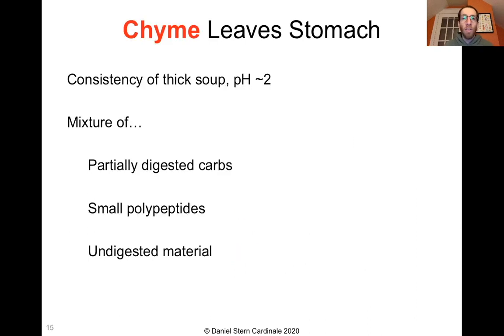At this point, we have a material called chyme, and that's how you pronounce this. This is called chyme. This is what is in your stomach when your stomach is done doing digestion. It has the consistency of a very thick soup, and it is highly acidic with a pH of about 2. It's a mixture of partially digested carbohydrates from your mouth, small polypeptides, which were digested in your stomach, and then undigested material that we haven't even started breaking down yet.